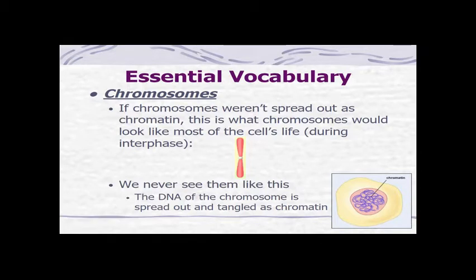If chromosomes weren't spread out as chromatin, this is what the chromosomes would look like most of the cell's life during interphase, kind of like that one narrow rod. However, we never see the chromosomes in that form, and that's because the DNA of the chromosome would actually be spread out and tangled as chromatin. So if it were to condense, we'd see it that way, but it does not condense, so we do not see the chromosomes in that form.